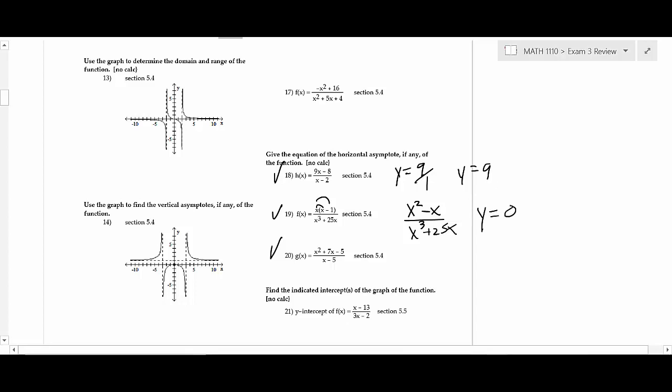Now, if you look at the next one, degree of top is 2, degree of bottom is 1. This is the other possibility. If the top degree is bigger than the bottom, then there is no horizontal asymptote, okay? You can get an oblique asymptote, okay? So that would just be none. Those are the rules, and you just want to review and make sure you know those rules, and there's really nothing to that, okay?